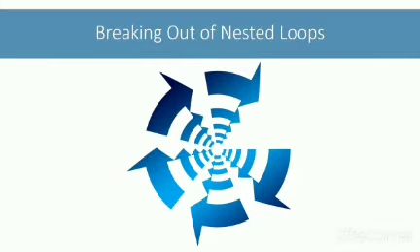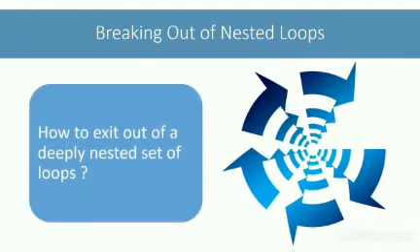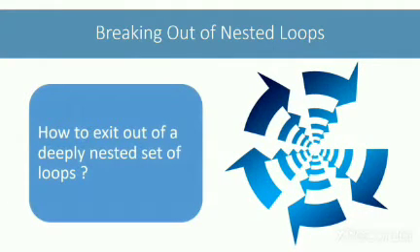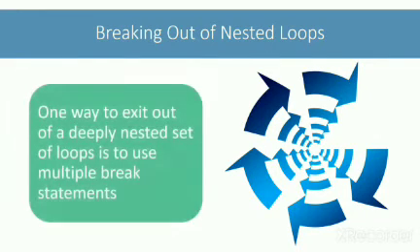We saw in the previous lesson that loops can be nested. Break statement exits out of only a single loop which encloses it. What if we wanted to exit out of a deeply nested set of loops when some condition is met? One way to do that, of course, is to use multiple break statements. Let me show you what I mean through an example BlueJ program.